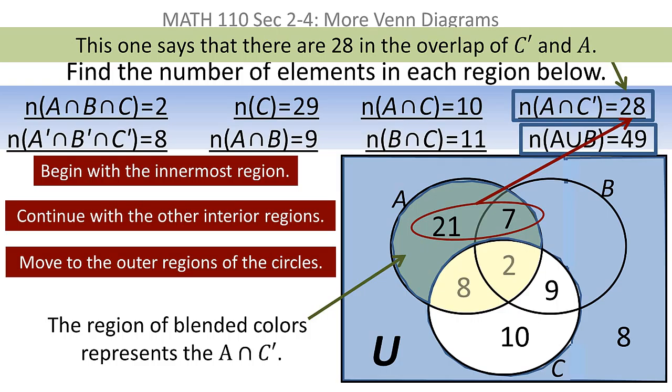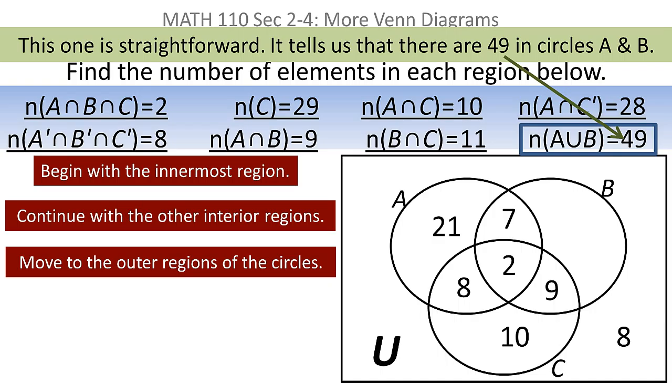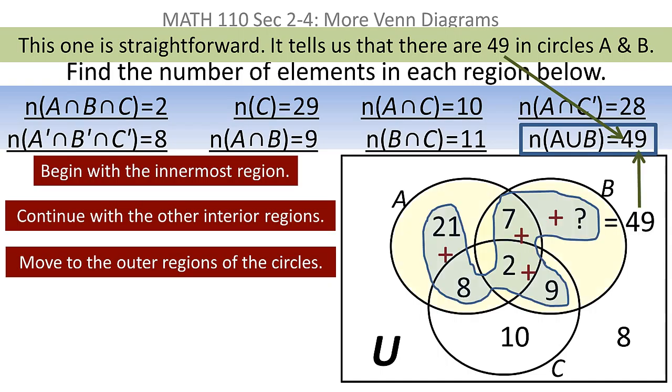So now I've used all but one piece of information they've given me. The one remaining piece of information is that the number of elements in A union B is 49. Well, what is A union B? A union B is everything in either A or B or both. So I have one missing value that I don't know. But I do know that the rest of those numbers plus that unknown number has to add to 49. And if I do the arithmetic, I find out that I get 47, so that last number has to be 2.